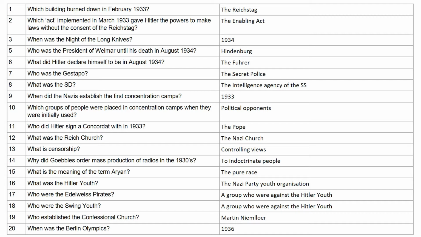And then lastly, the Berlin Olympics were in 1936, so Hitler used that as an opportunity to show off the might of the Nazis.